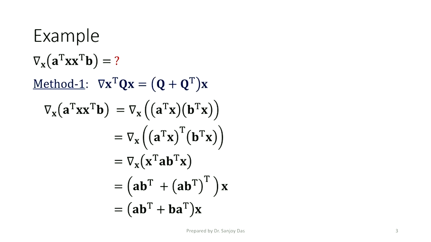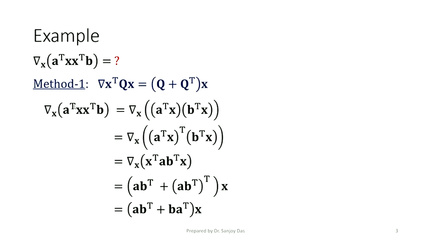Okay, we'll look at two methods to solve this problem. First method is using what we just saw in the previous slide. I've dropped the half here, so derivative of x transpose Qx equals Q plus Q transpose x. Okay, now let's try to solve this.